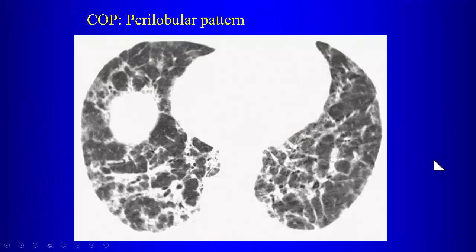Another appearance we can see with cryptogenic organizing pneumonia is this perilobular pattern, where we have this interlobular thickening, but it's kind of irregular. So it doesn't look like interstitial edema. It doesn't really look that nodular. It doesn't look like interstitial tumor, but it's this bizarre kind of interlobular septal thickening. So this has been called a perilobular pattern. This can also be associated with COP.